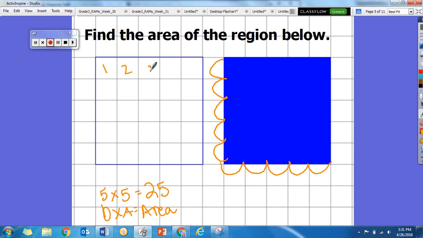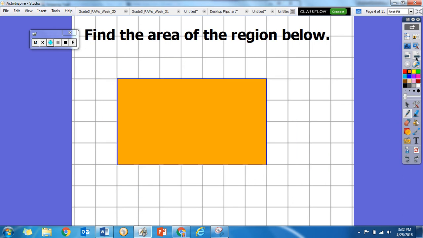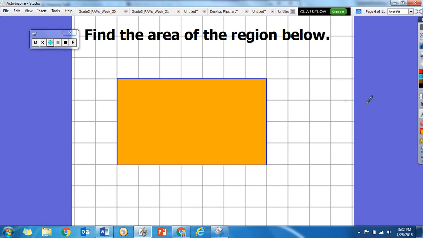1, 2, 3, 4, 5, 6, 7, 8, 9, 10, 11, 12, 13, 14, 15, 16, 17, 18, 19, 20, 21, 22, 23, 24 and 25. So again, our method works. We're going to try just a couple more and then we're going to move on. So we have a rectangle now. So it's not going to be the same down and same across, but we're going to use the same exact strategy. So let's try it.